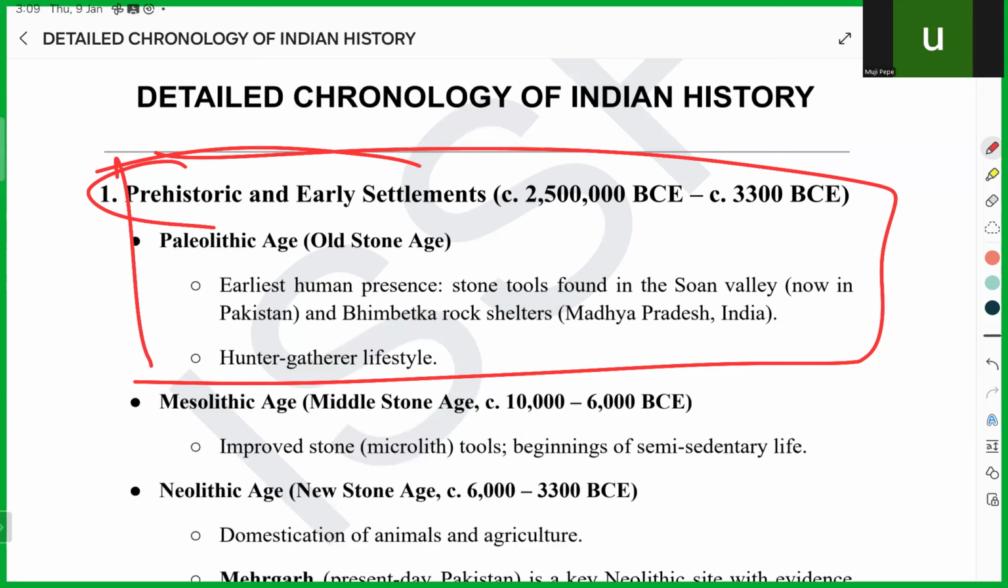What is game? Can we call game sport? Game is basically the meat that you hunt. Okay, game is basically what? It is the meat that you hunt.